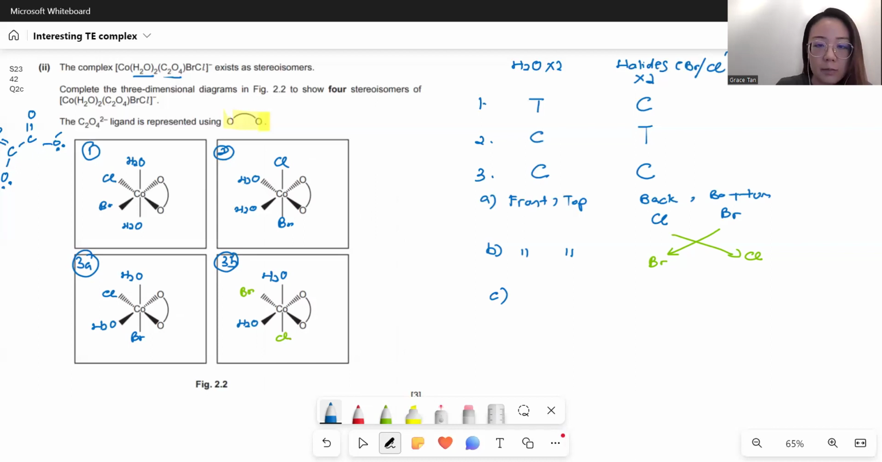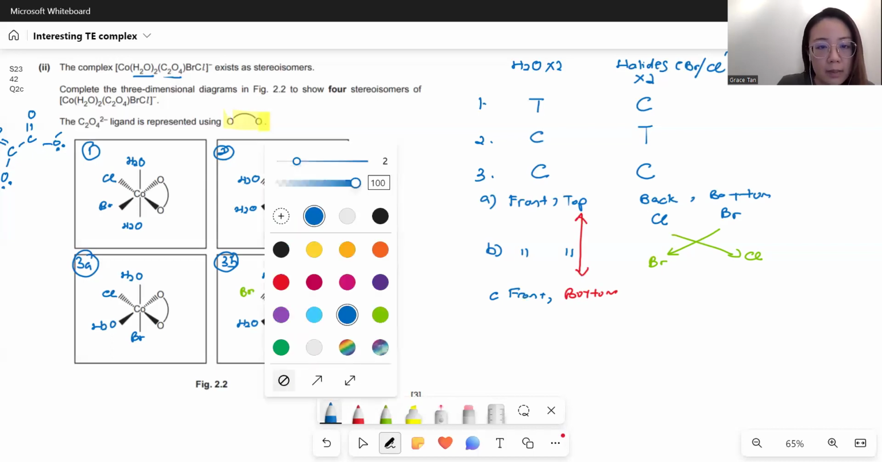Now, 3C, okay, if we want to design some more, the third one is also under cis, but this time the two water molecule, I would like to change one thing. This time, I would like to change here, okay? I'm going to put as front and bottom. So what I did is I changed this one the other way around, okay? So let me just maintain this color as blue then. Front and bottom. Okay, so now I'm going to quickly draw two template out. Okay, I need another two more.